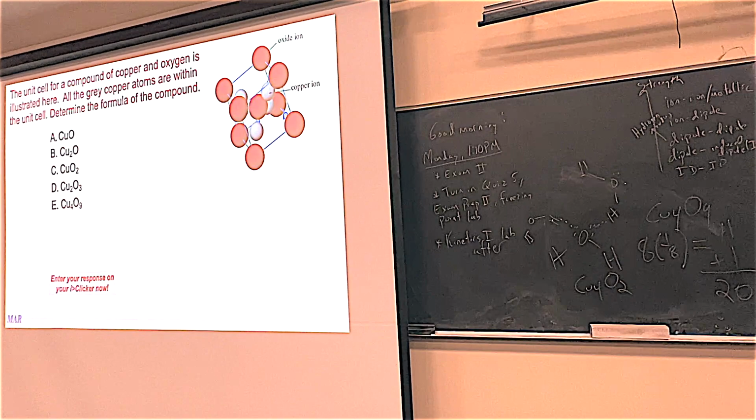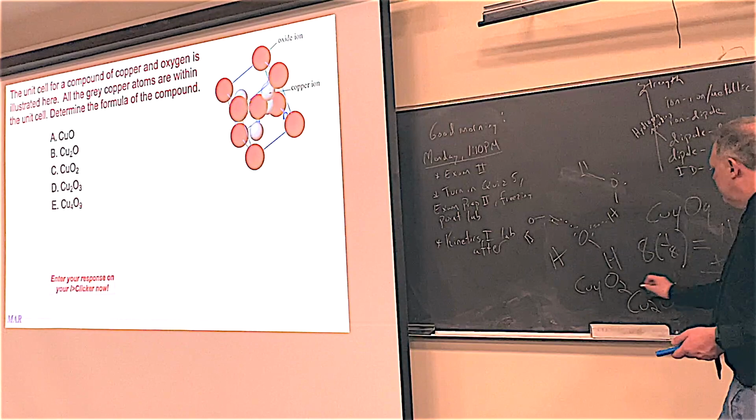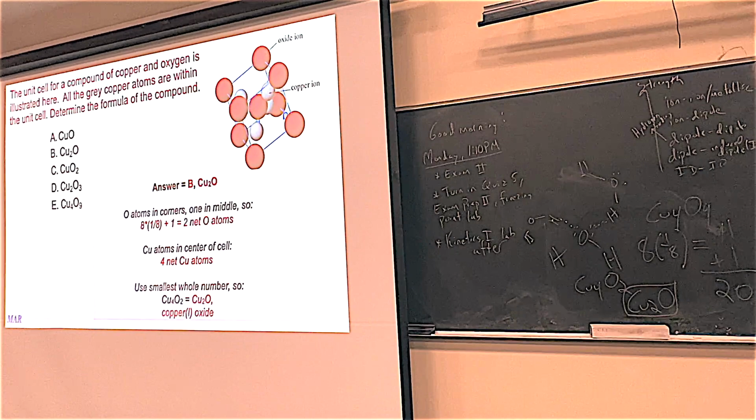So this is kind of like a body-centered cubic cell. We talked about how there are 2 atoms in a body-centered cubic. Well, in this problem, if you divide both of these by 2, Cu2O is going to be the empirical formula. There's 2 of these inside the unit cell.